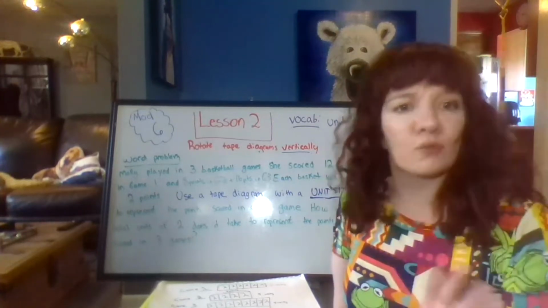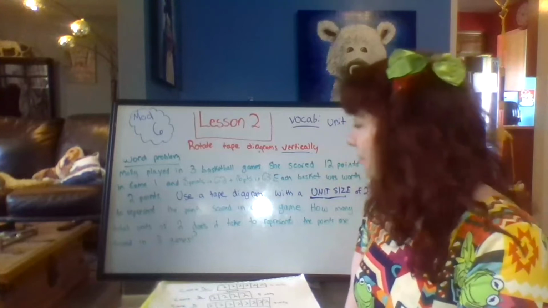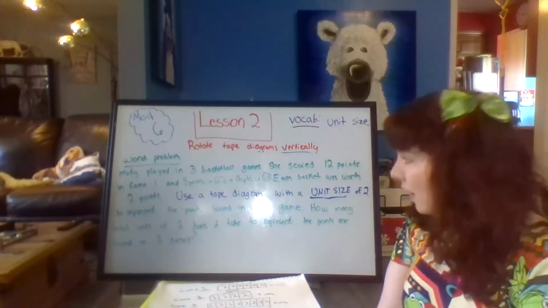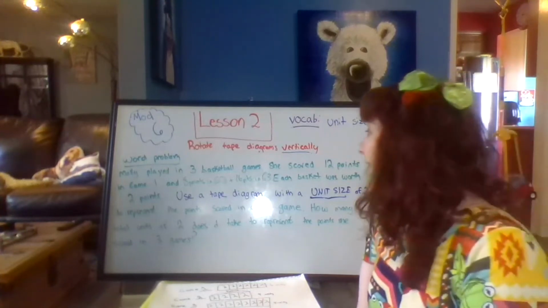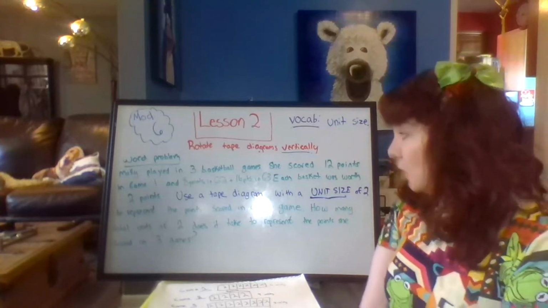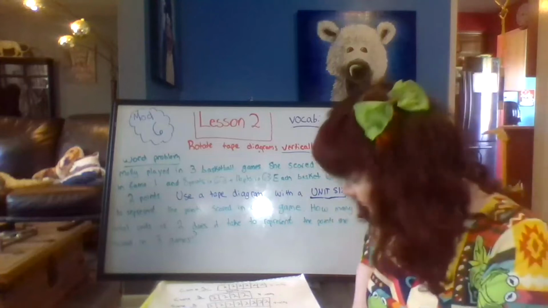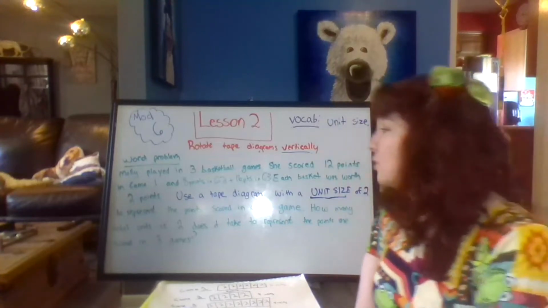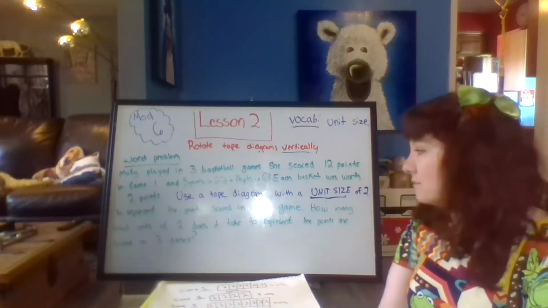You'll get the hang of it real quick. So let's take a look. Molly played in 3 basketball games. She scored 12 points in game 1, 8 points in game 2, and 16 points in game 3. Each basket was worth 2 points. Use a tape diagram with a unit size of 2 to represent the points scored in each game. How many total units of 2 does it take to represent the points she scored in 3 games?